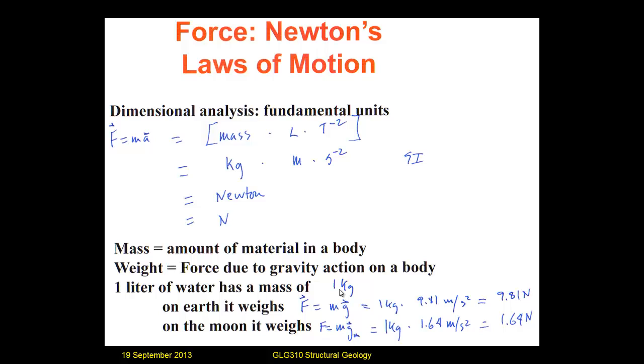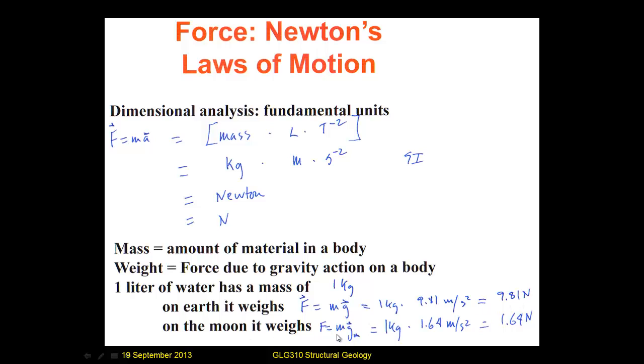So if we come back to our question, a liter of water is 1 kilogram everywhere. It doesn't matter where you are in the universe, it has a mass of 1 kg. However, it does matter where you are for the weight. On the Earth, force equals mass times gravity, so 1 kg times 9.81 meters per second squared.